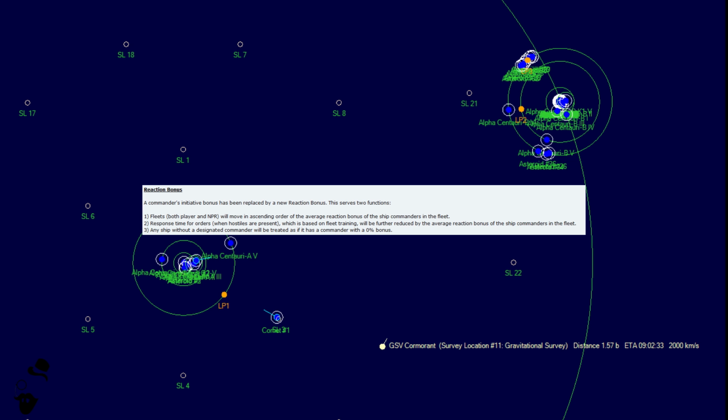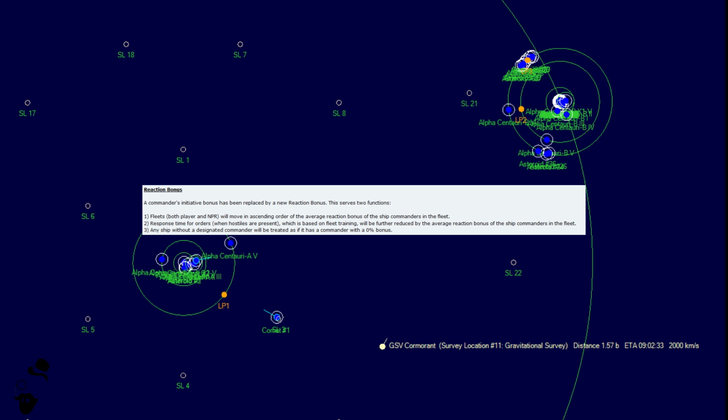Now, the obvious change is different. It's a little bit easier to understand reaction bonus, and the fact that they are in ascending order makes things a little bit easier because they used to move in descending order and it was a little bit weird. So it's a little bit easier to understand what reaction bonus actually does. And having the fleet move, well, it's not that different from initiative, except that it's inverted and a little bit easier. However, there are a few little things that you might not notice.